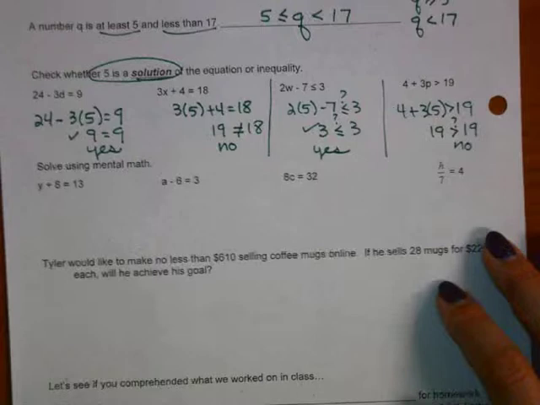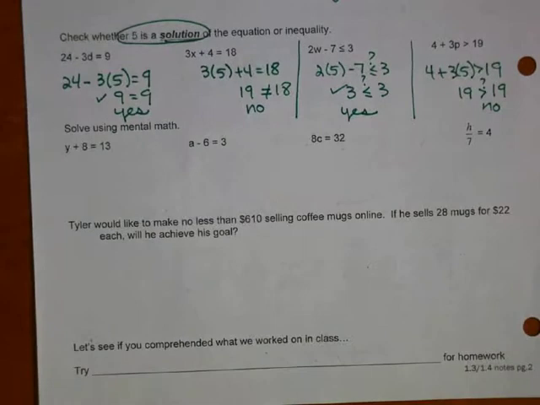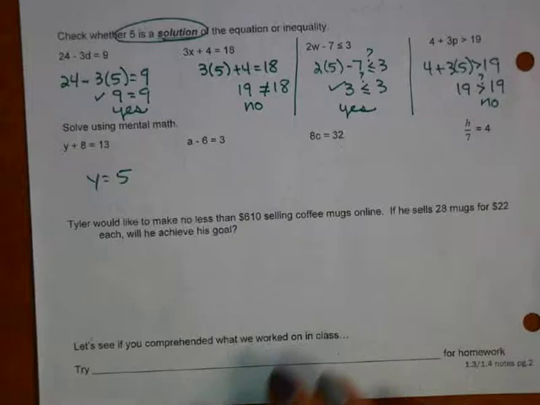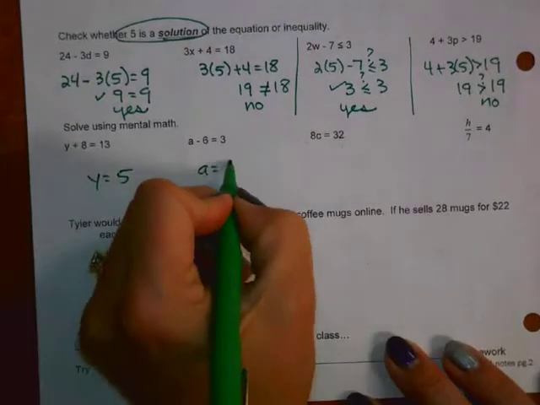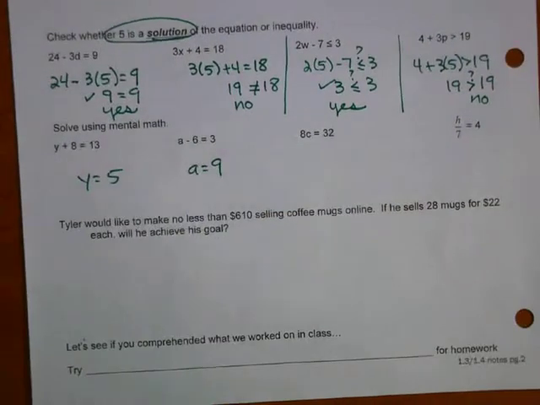Okay, mental math. That means let's just think about it. Let's not solve the equation. Let's say, what can I add to 8 to get 13? 5. Some of you can just know that. If you don't know it, you would do 13 minus 8, right? That would give you 5. 5 plus 8 is 13, so y equals 5. What do I take 6 away from to get 3? 9, right? 9 minus 6 is 3. Some people it comes real quick too. You know, sometimes you just have to think about it though.